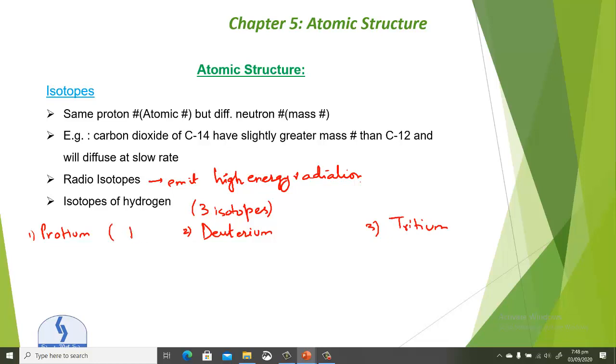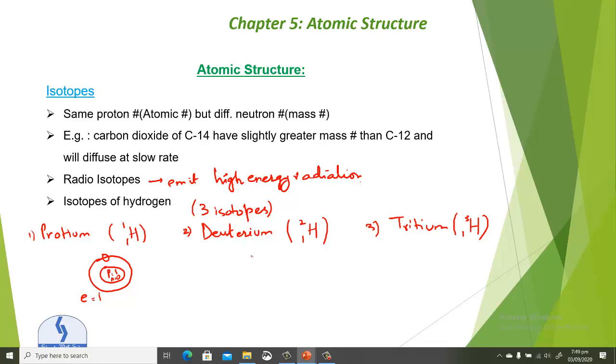Protium is represented by H, with mass number and atomic number 1 and 1, deuterium is 2 and 1, and tritium is 3 and 1. So we are creating the structure here. Protium has proton 1 and neutron 0, and because proton is 1, electron is 1. So protium has electron 1, proton 1, and neutron 0. This is protium, the first isotope of hydrogen.